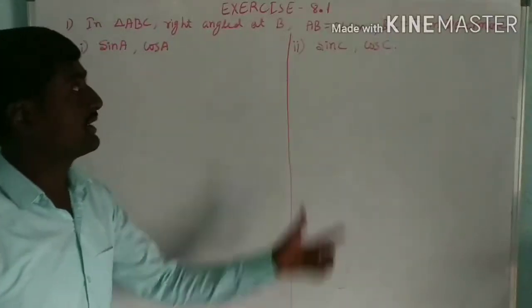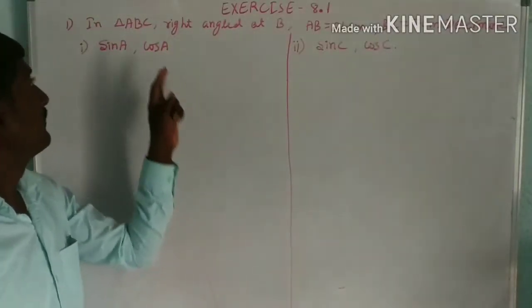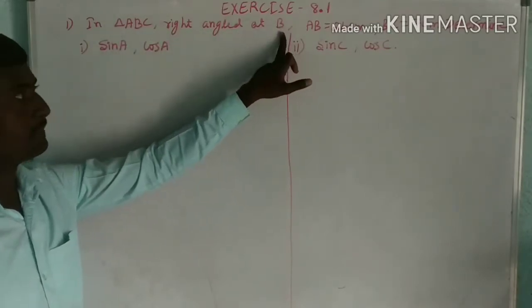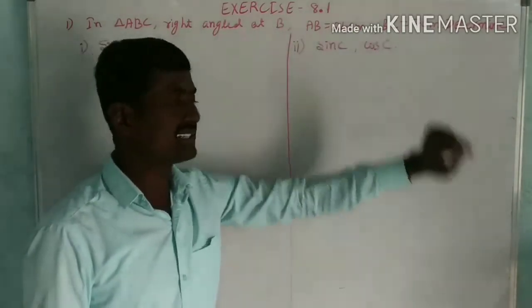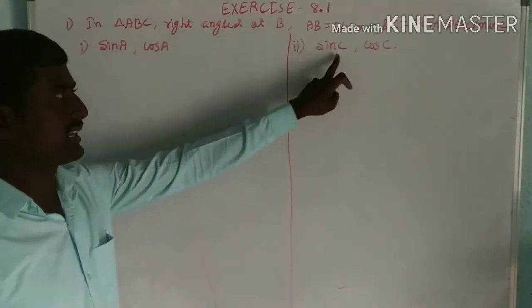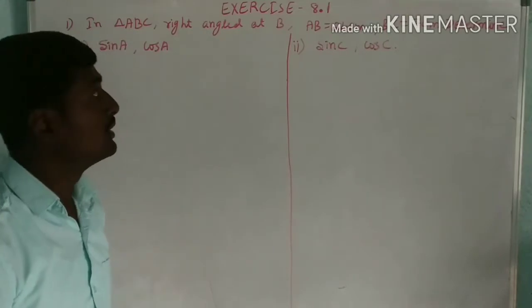Let us start the exercise 8.1. In this one, first question: in triangle ABC, right angled at B, AB is 24 centimeter, BC is 7 centimeter, determine first one sin A, cos A, second one sin C, cos C.